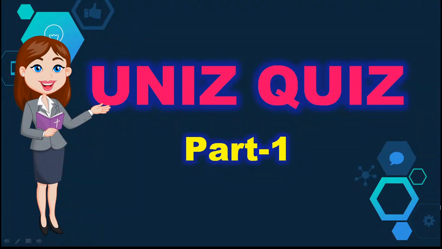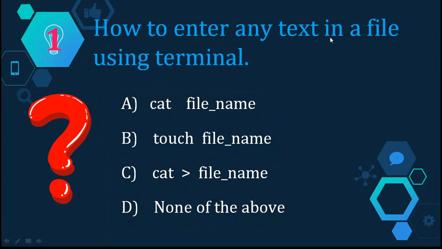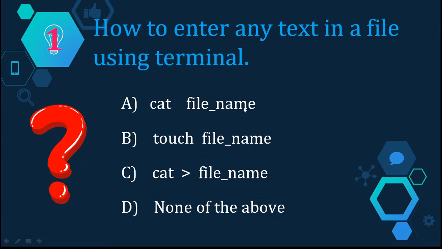So this is part 1 of the Unix quiz. The first question is how to enter any text in a file using terminal. Option A, cat space file name. Option B, touch space file name. Option C, cat output redirection operator file name. Option D, none of the above. Write your answer in the comment box.